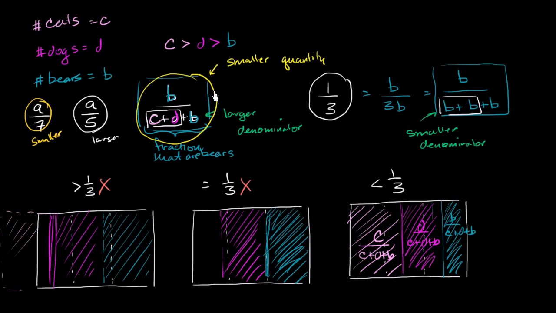So going back to the original question, this is the smaller quantity, and this right over here, 1/3, is the larger quantity.